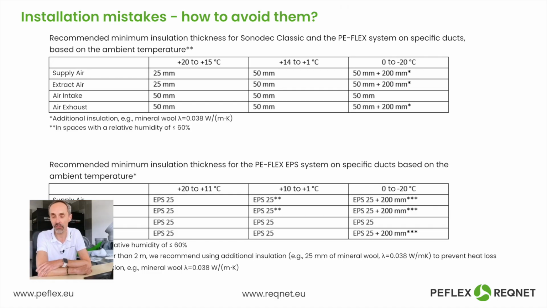So if we have the option, let's avoid installing systems in unheated, uninsulated attics. Let's get into the warm zone as quickly as possible. With EPS ducts, it's a similar story, similar requirements, but really, it's only when we get into an uninsulated attic that we need to add extra insulation.